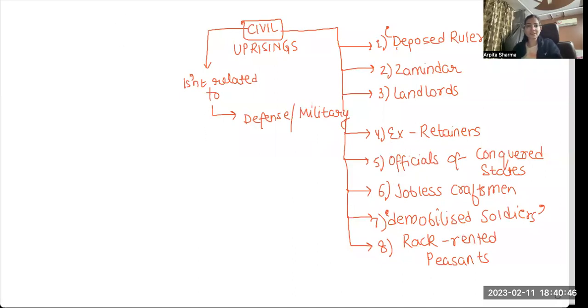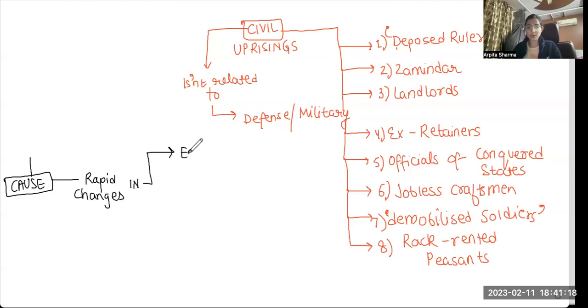Now we have understood what civil uprising is, and what kind of people were involved in it. Now the question is, what was the cause of civil uprising? Let us understand that, then we'll study a very important revolt. So when we talk about the causes, the first cause is rapid changes in the economy.